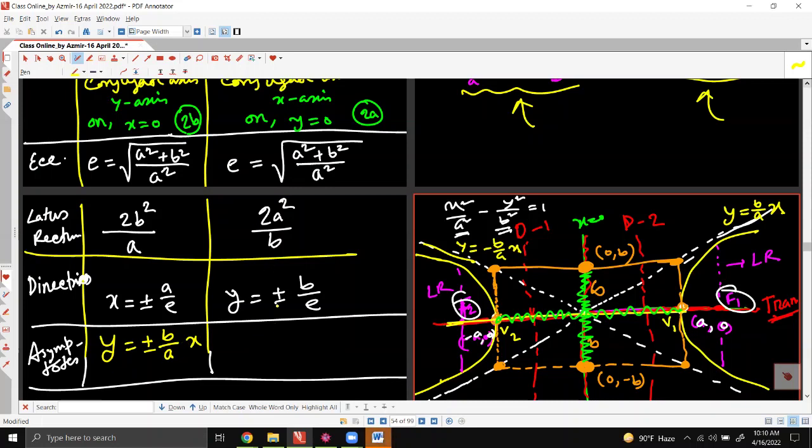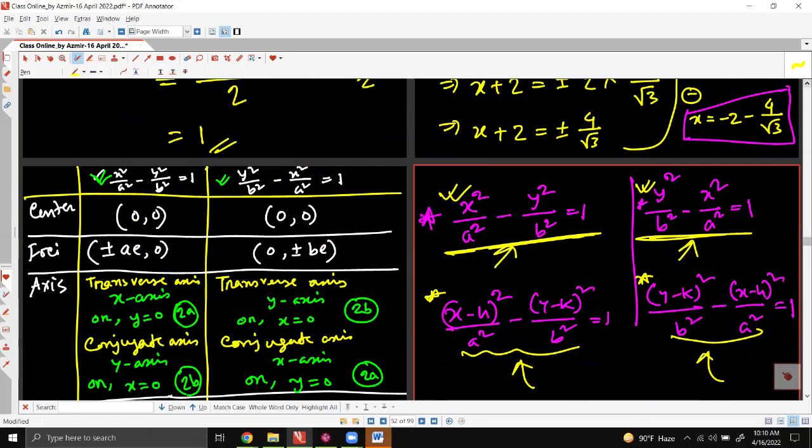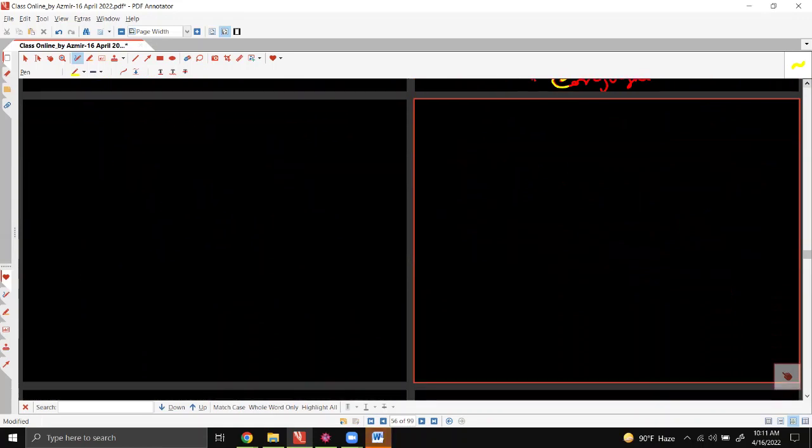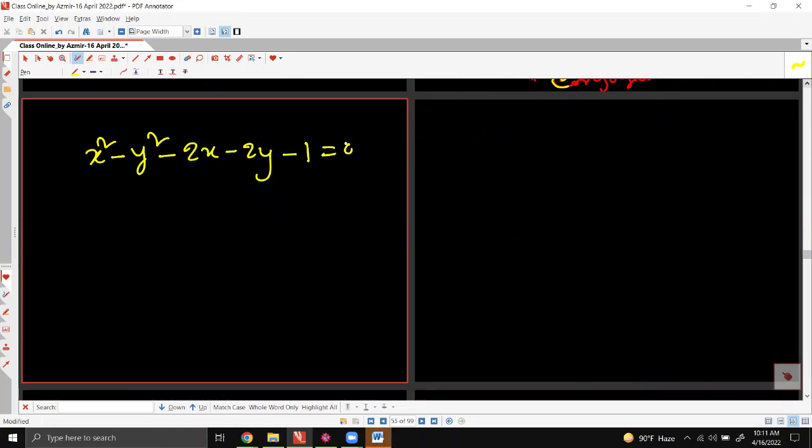And similarly, for the second hyperbola, the equation of asymptotes will be y equals plus minus a over b x. So if you have all these formulas, then you can easily analyze any hyperbola. Let's say we have x squared minus y squared minus 2x minus 2y minus 1 equals 0. If we have to understand the type of this equation, this is the general equation of second degree: ax squared plus 2hxy plus by squared plus 2gx plus 2fy plus c equals 0.